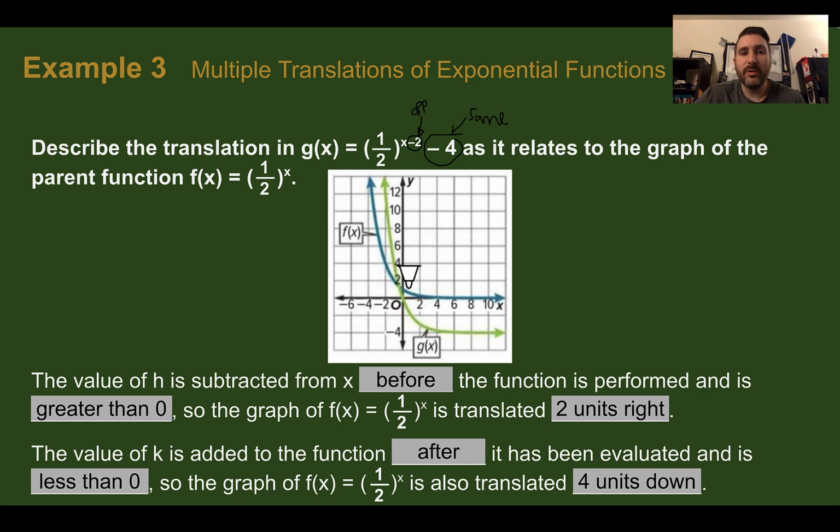If we look at our graph, we can see both things are happening. So originally in f of x, let's say that point right there, compared to that point right there in g of x. It was shifted to the right 2 and 4 units down.